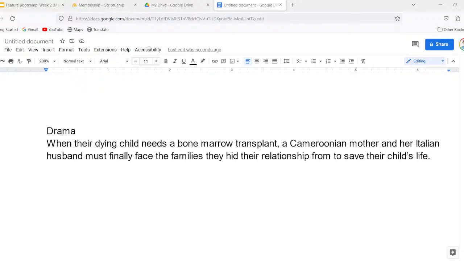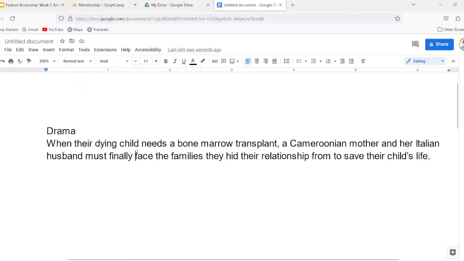It's going to end up being the Italian grandfather. Okay, but they don't know that to begin with. You're saying that they have to sort of audition different family members to see which one of them might be a match. Is that right? Right, yeah, because the parents are not a match for the bone marrow.